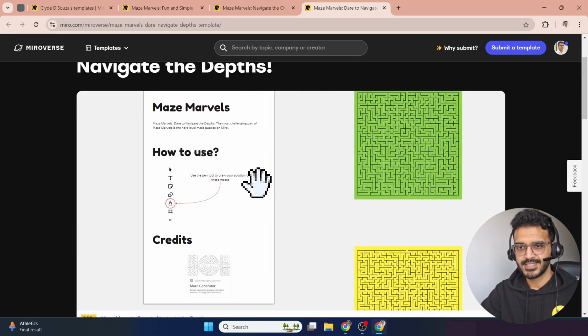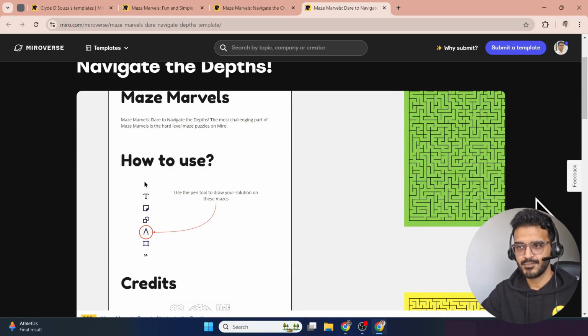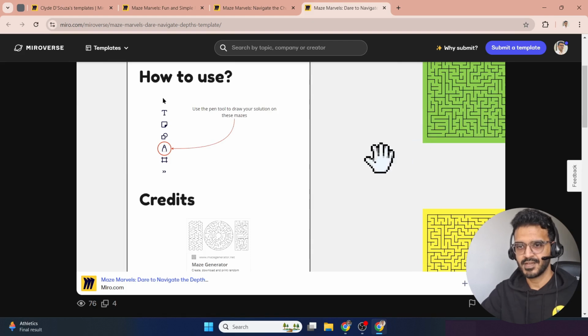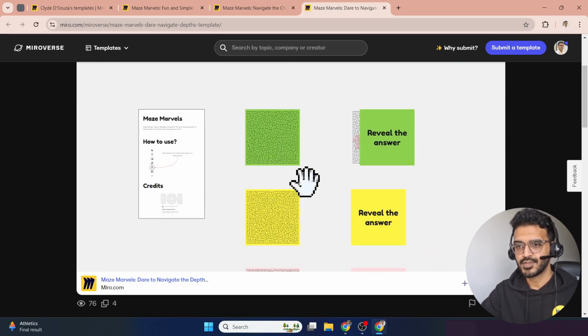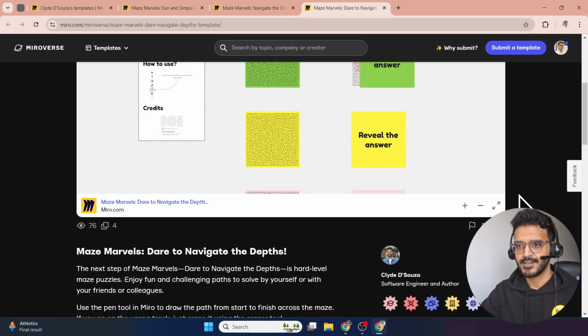Now, this is something that you might spend hours on, but hey, click on this pen tool and then try to solve this maze.